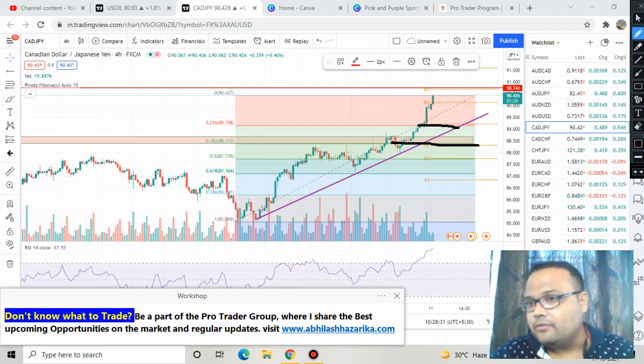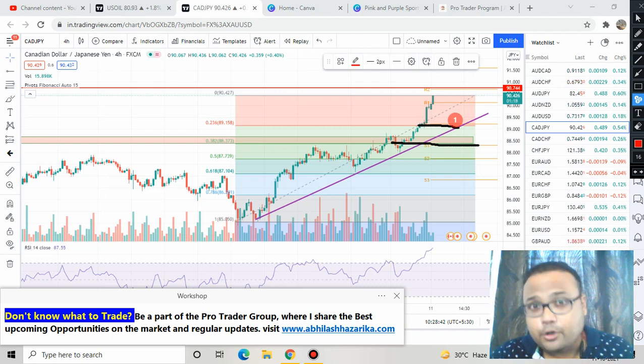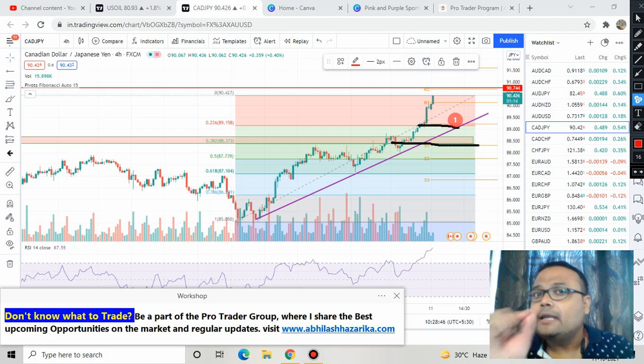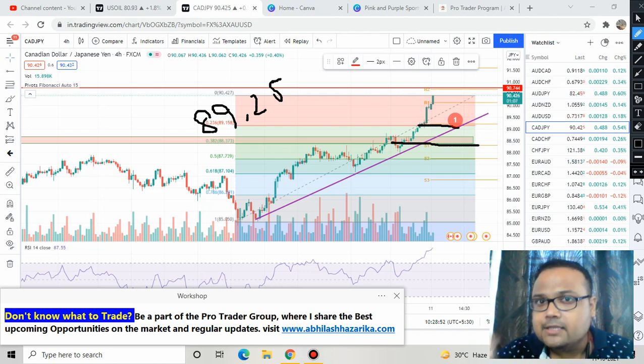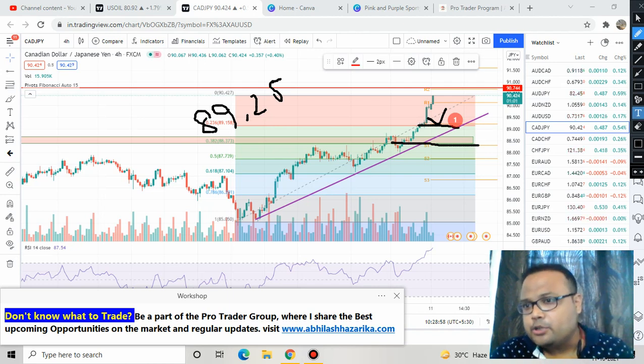So listen to me carefully. Buy only if the market retraces and comes down to the first Fibonacci retracement level of 89.25. If you find the market taking support at the 89.25 level and bouncing, you can go for a buy. That is your first trading opportunity.